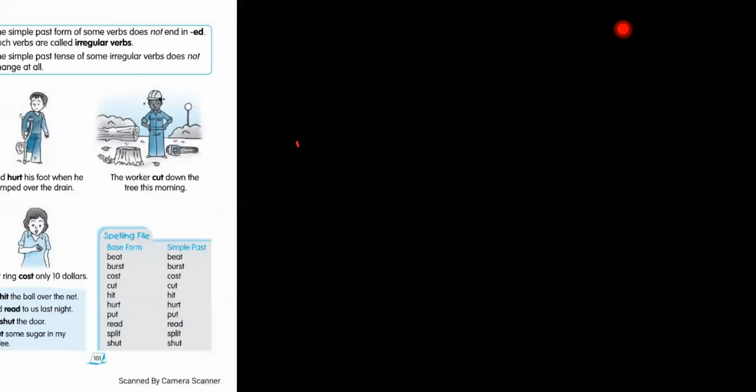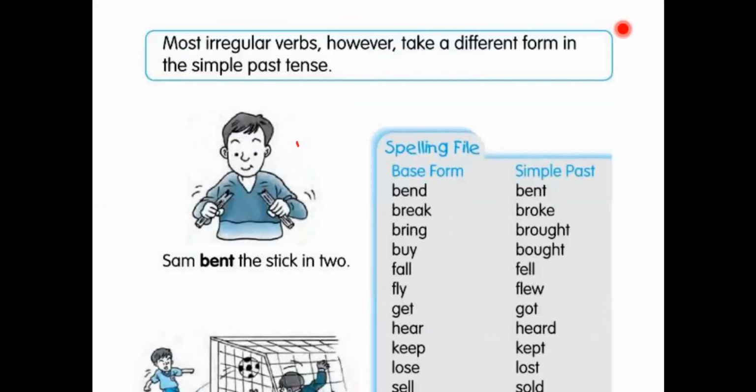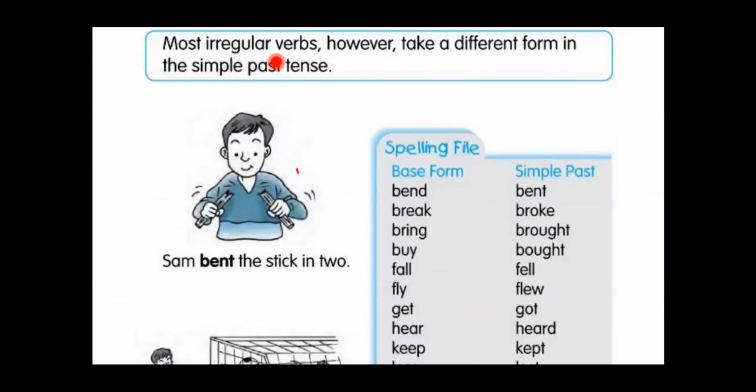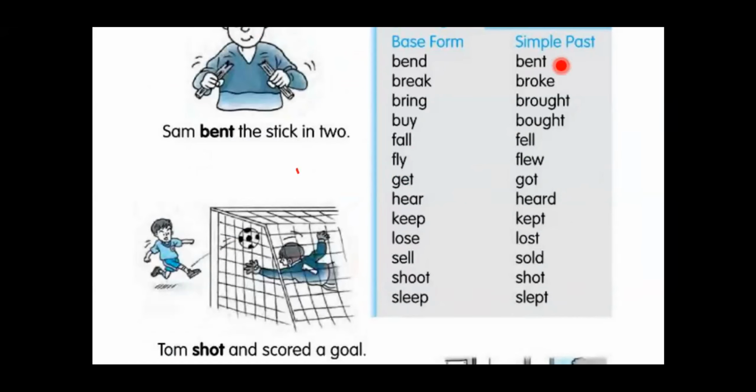Now let's see some more irregular verbs. See over here. What is it saying here? Most irregular verbs, however, take a different form in the simple past tense. Now see over here. Bend, bent. Break, broke. Bring, brought. Buy, bought. Fall, fell.